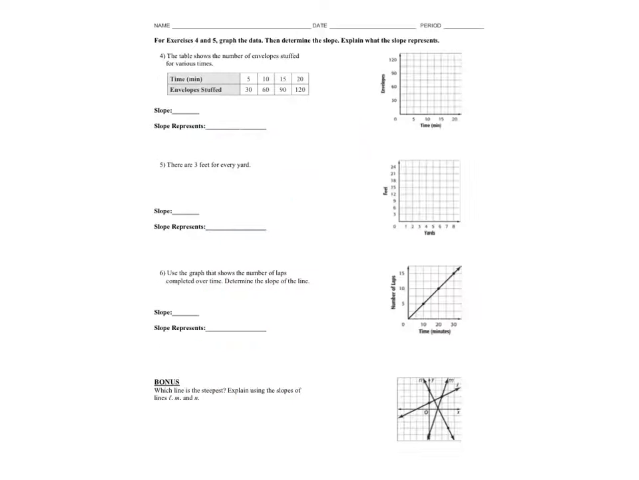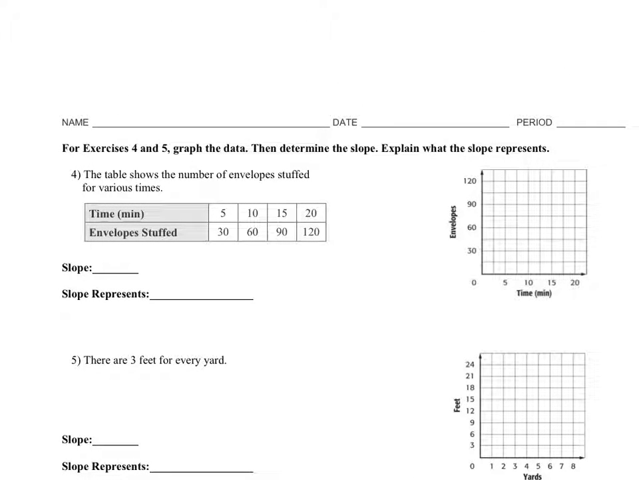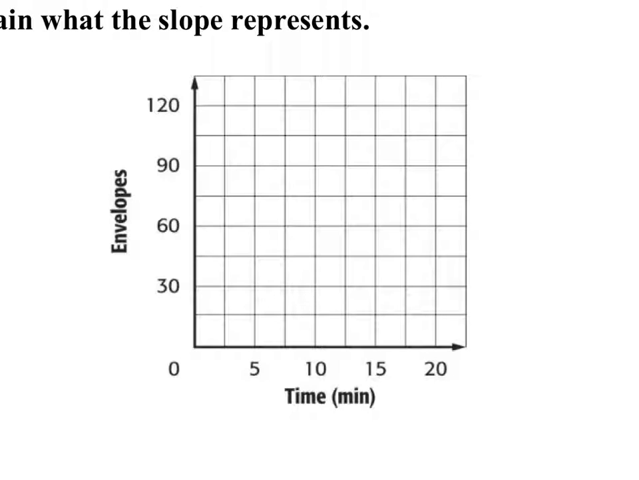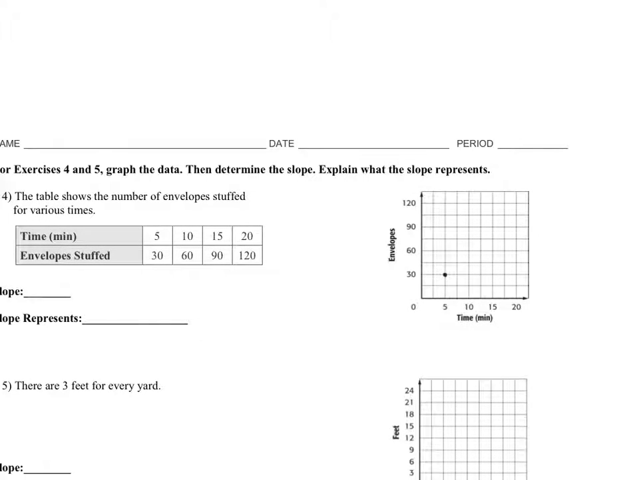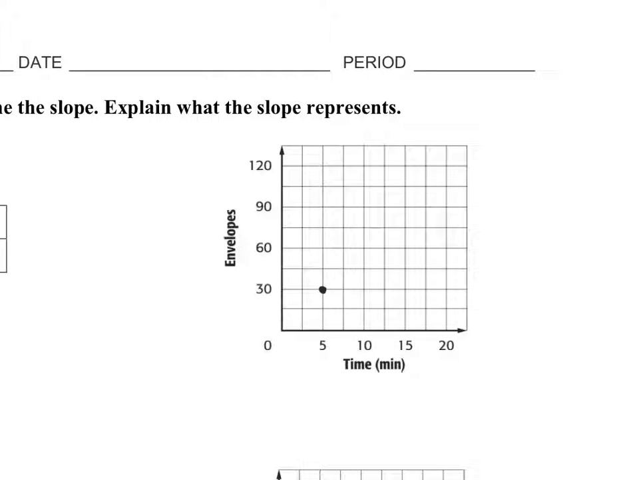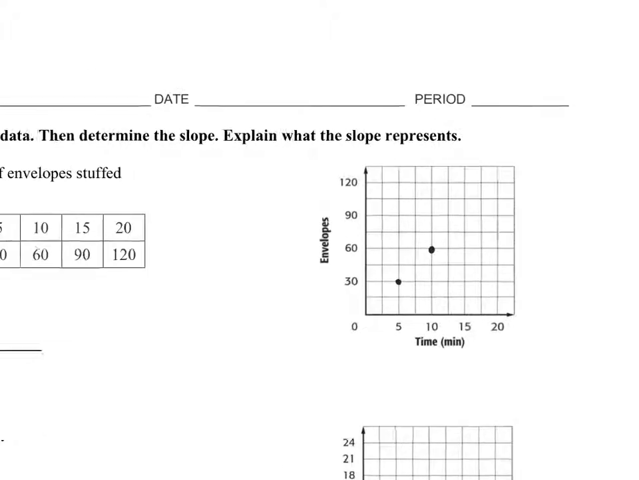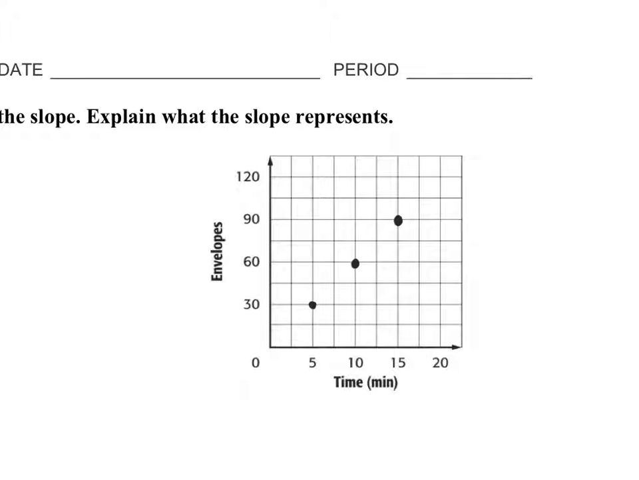Now for the back side. On this one, I've already got my points and stuff, so I'm going to look at 30 envelopes stuffed in 5 minutes. So over here, I'm going to put my dot at 5 minutes and 30 envelopes. We have 60 envelopes in 10 minutes. So dot at 60. I also have 15 in 90. And one more, 20 in 120. So I've got all my dots. I can draw my line through it now.